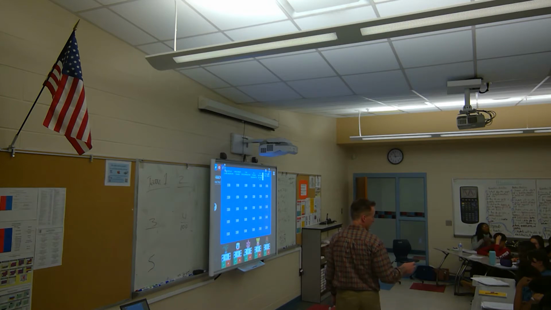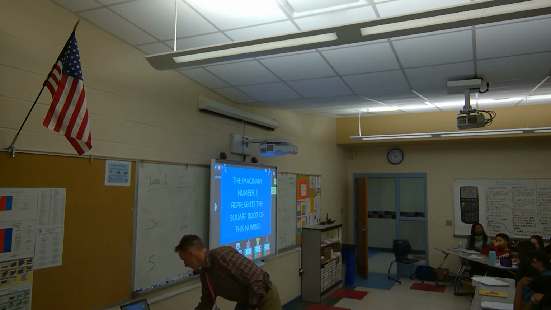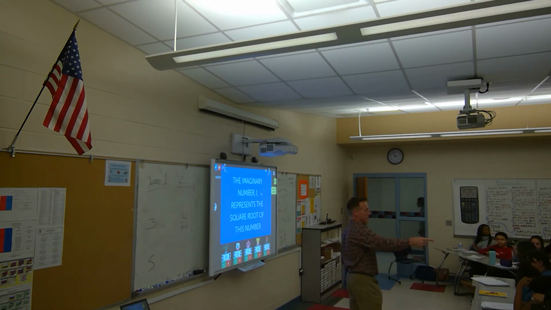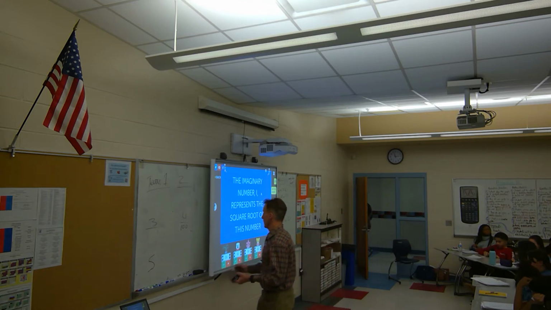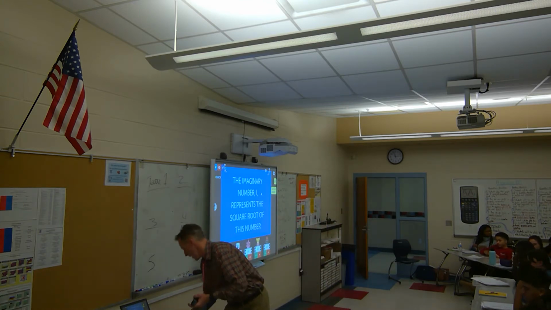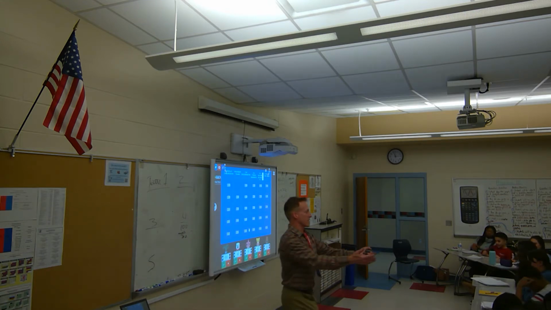Imaginary Island. The imaginary number I represents the square root of this number. Negative 1. You got it again. Plus 100 is 200. What is the square root of negative 1? Okay, now you guys have the board.